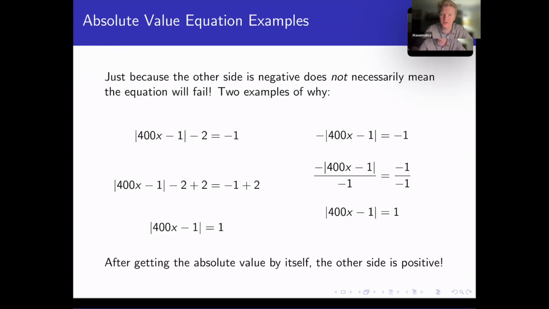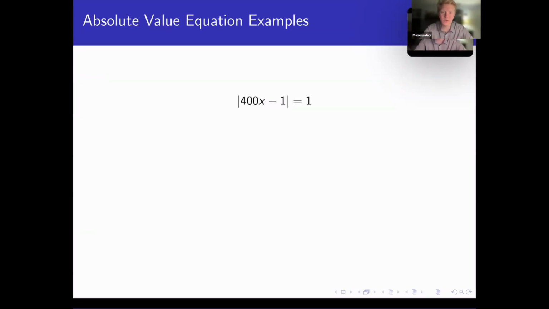And it could also be the other way around too, right? If this was a positive 1 and this was positive 2, you subtract 2 on both sides and then you would get negative 1. So that would be no solution. But not to get too deep. So just to solve that equation, we want to solve 400x minus 1 equals positive 1, and 400x minus 1 equals negative 1.